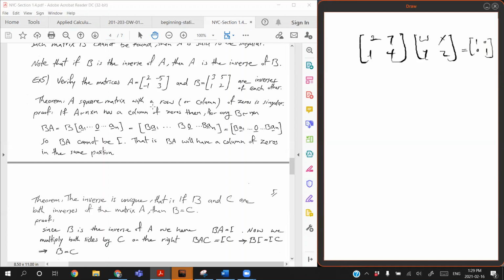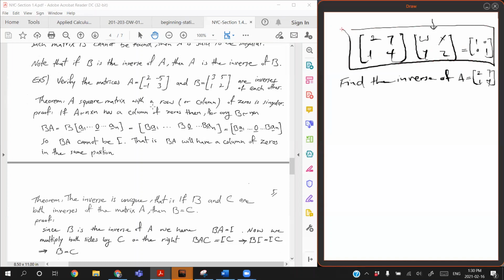So this is the question. Find the inverse of matrix A, where matrix A is 2, 7, 1, 4. And so far, I have not given you a formula for how to find the inverse of a matrix, but you have the definition. If the unknown matrix B with the entries W, X, Y, and Z is the inverse of matrix A, then we should have this matrix equation, right?